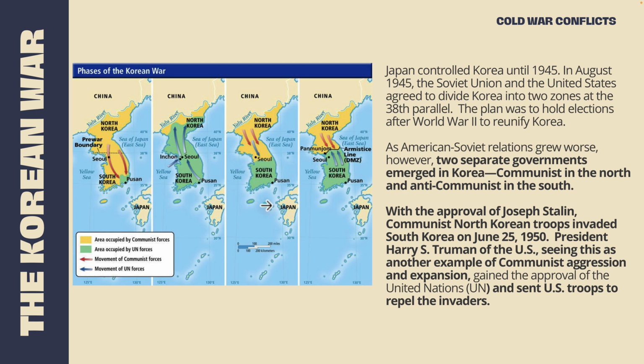With the approval of Stalin, communist North Korea decided to invade non-communist South Korea. Harry S. Truman at the time, and this is in the 1950s, saw this as an example of communist aggression and expansion. So he got permission from the United Nations to send US troops into South Korea to help push North Korean troops out of South Korea. And this was the Korean War.